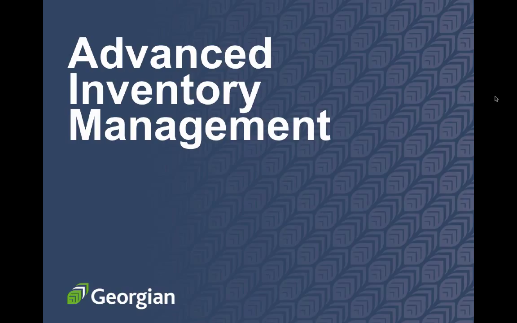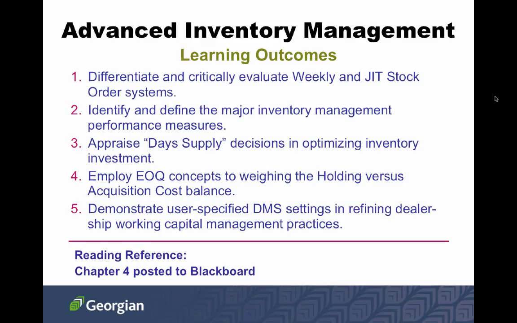And this objective is captured in the following 5 learning outcomes. And I'll elaborate on each of them briefly by way of introduction. 1 is differentiate and critically evaluate weekly and just-in-time stock order systems. Where the option exists to use either WSO or the JIT Open Daily Order System, what are the pros and cons to choose either option?